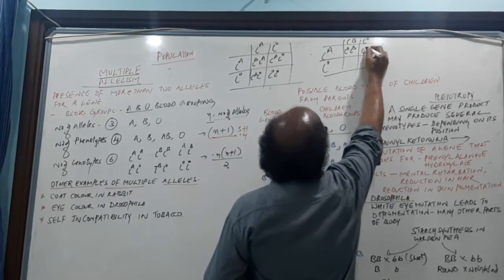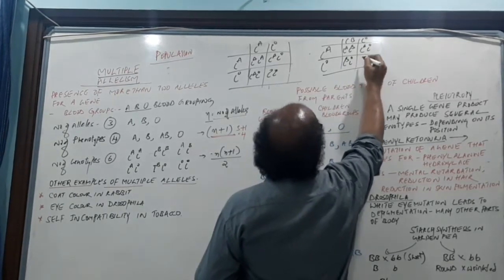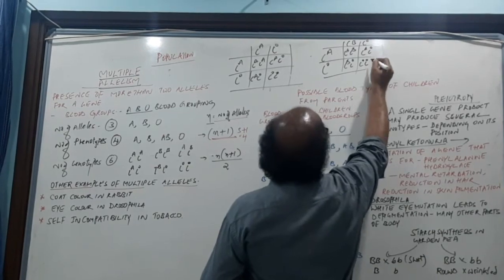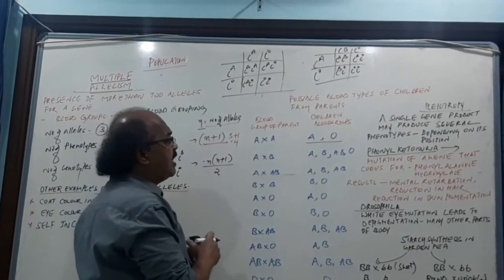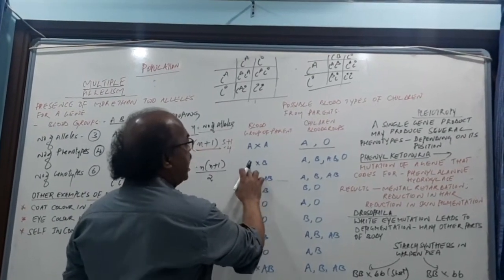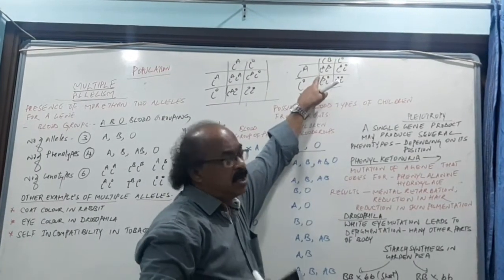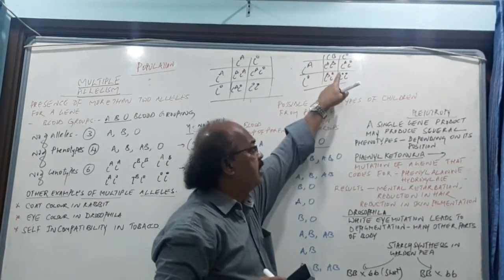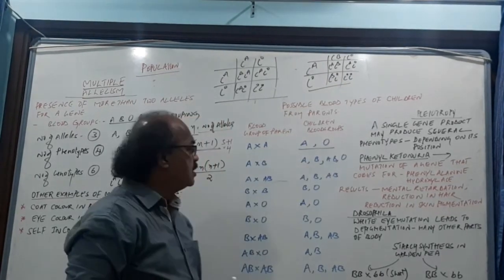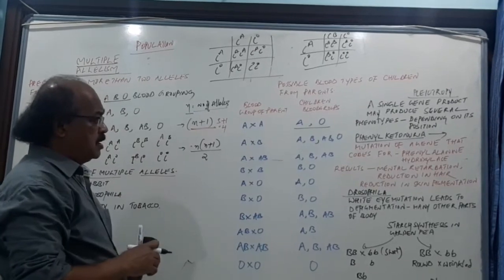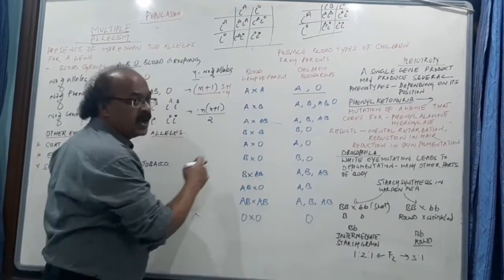IB, IO, IO. So in this case, if the parents are having A and B, the children may have AB blood group, or A blood group, or B blood group, or O blood group. Let us see one more case, B and AB.